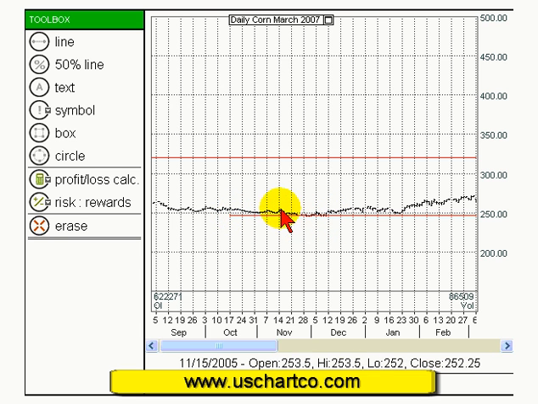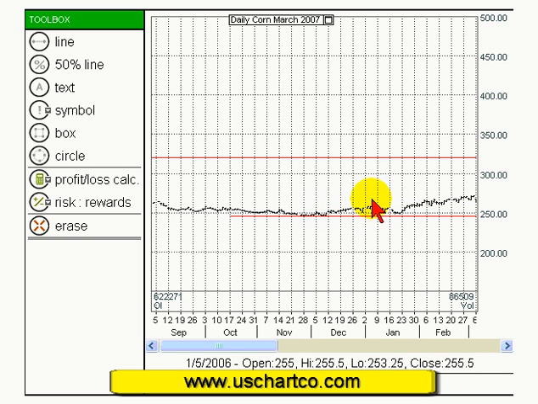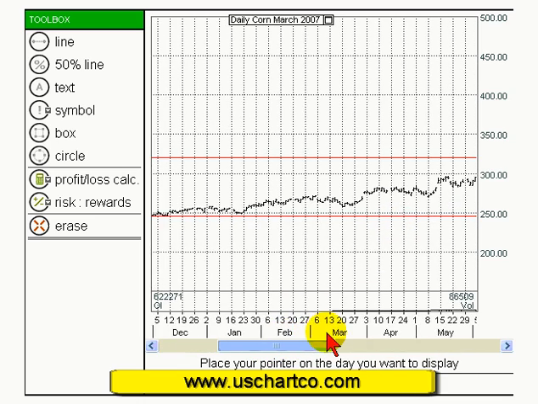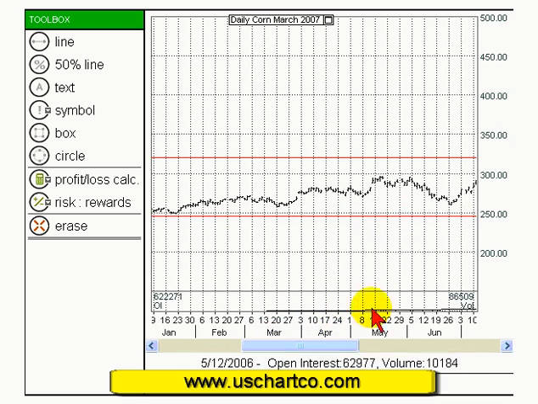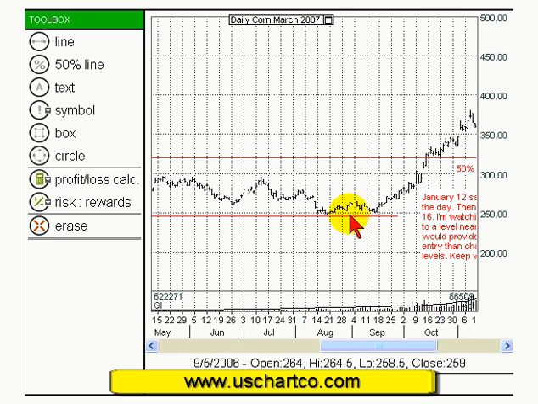Look at that. All of these multiple tests right in here. The market rallied up, came back, tested it again about a month later, and then continued to move up. And as we scroll back to where we originally started here, you can see we have a test again months later. A test here in August and again in September, and that support level held.